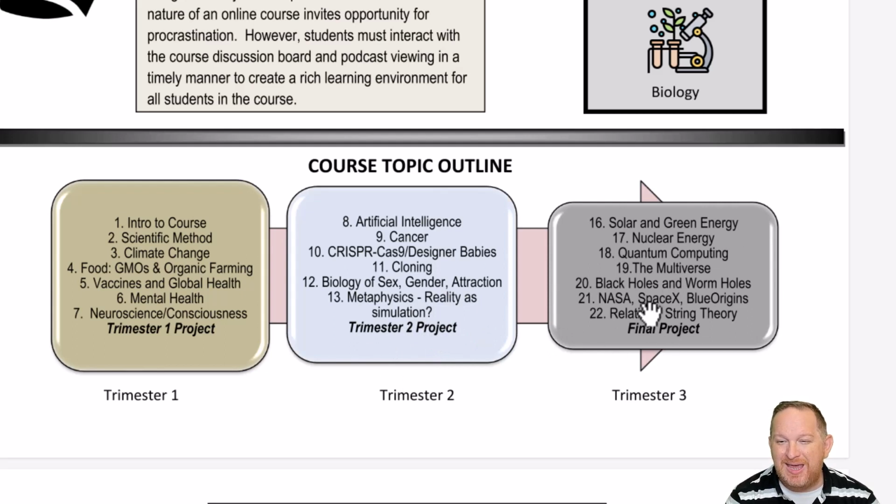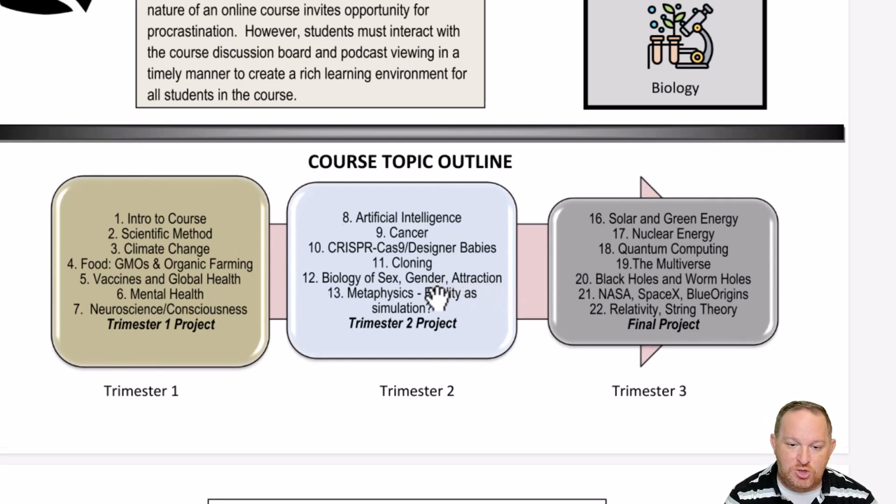Trimester 3 is, I would say, more into the sort of physics. So we'll talk about solar energy, green energy, nuclear energy. We'll move to quantum computing, the idea of the multiverse, black holes, wormholes. We'll talk about some space exploration, and then end with relativity and string theory. Then we'll do a final trimester project and a final project. So these are some of the topics we're going to cover in the course. Last year's class found these very interesting. I hope you do too.